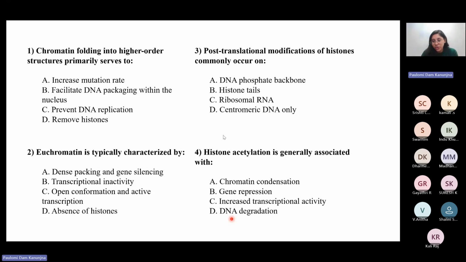Okay. Anyone else wants to attempt? It's an easy question. We have already done this multiple times, so these are not very difficult.